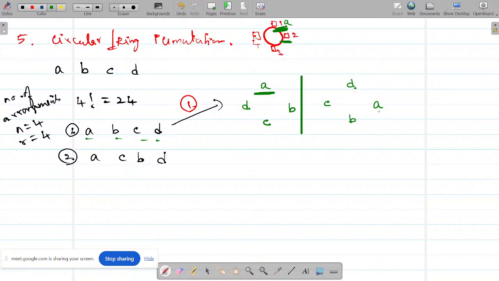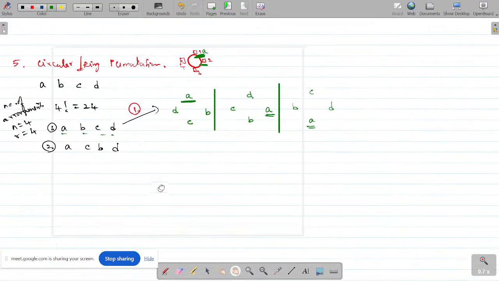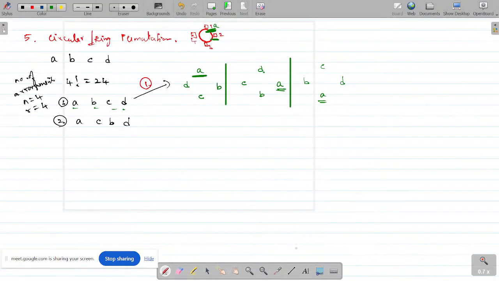Then let me go with another option where A sits in the third position. A sits here, B sits here, C sits here, D sits here. Is it okay? Let me try one more. A sits in the fourth position. So A sits here, B sits here, C sits here, D sits here.